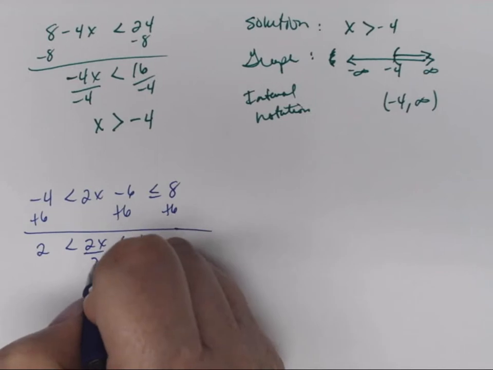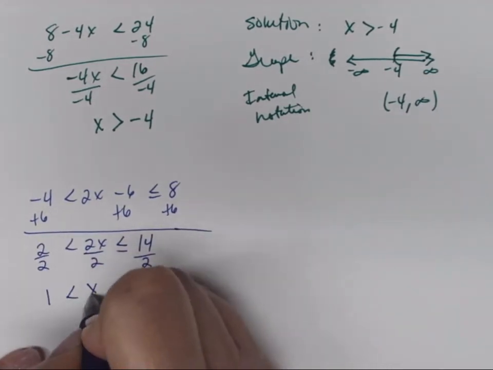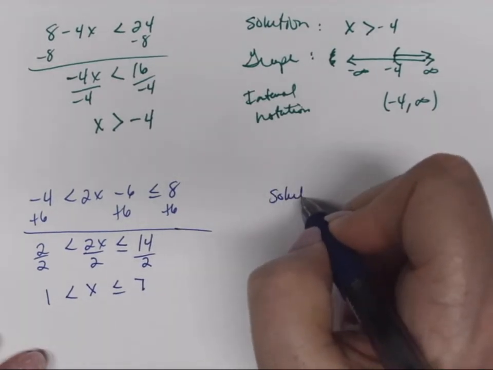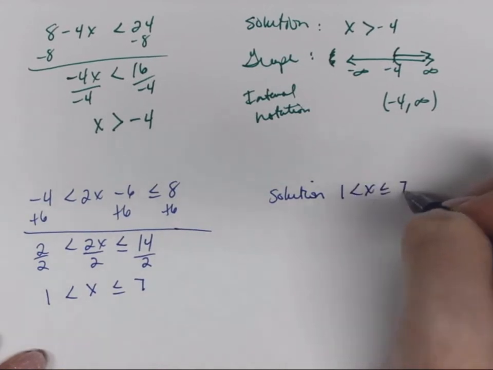Now to get x by itself, I'm going to divide by 2. So 1 is less than x, less than or equal to 7. So my solution is 1 less than x less than or equal to 7.